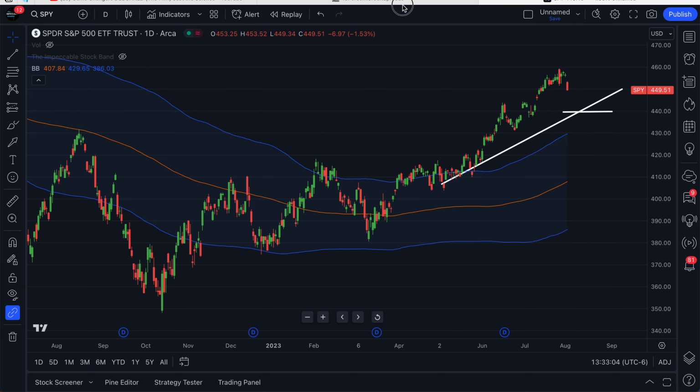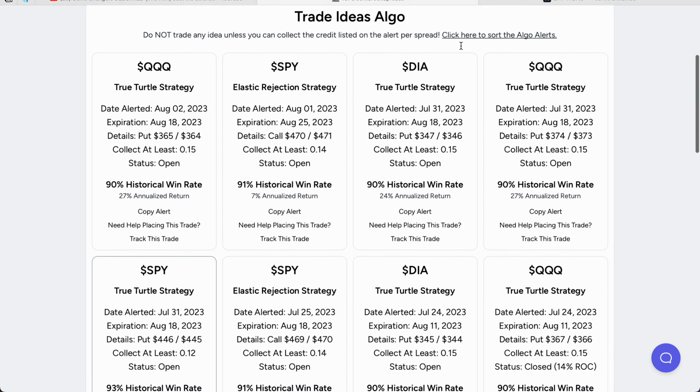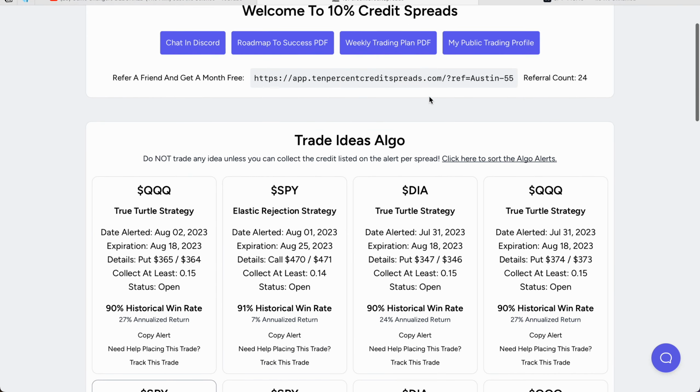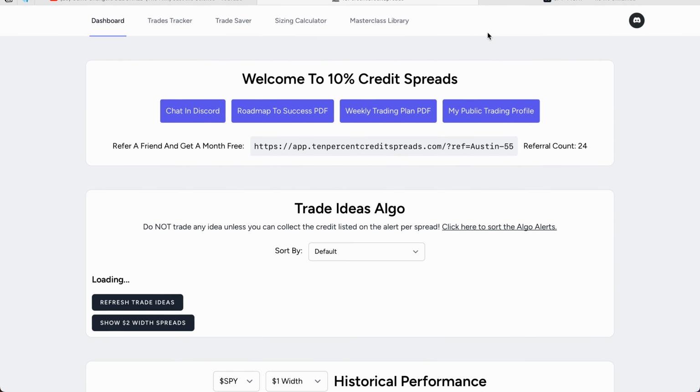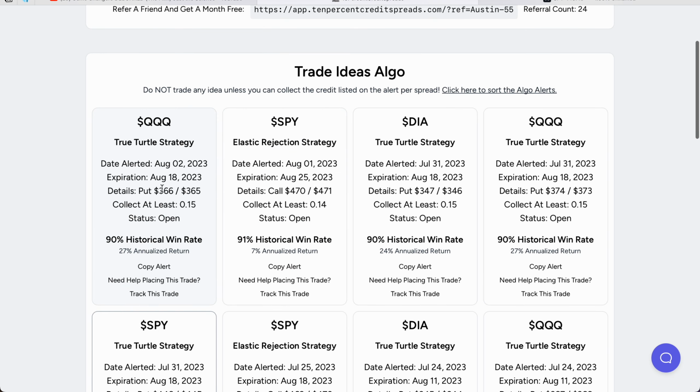But again, I like using the 10% credit spreads trade ideas algo, and if you can see here, let me refresh the screen to get the most recent alert. You can see here the QQQ trade. This is going to be the live trade that I put on for you. Right here, it tells me the date alerted, which is today, August 2nd. It tells me I need to go out to the August 18th expiration date.